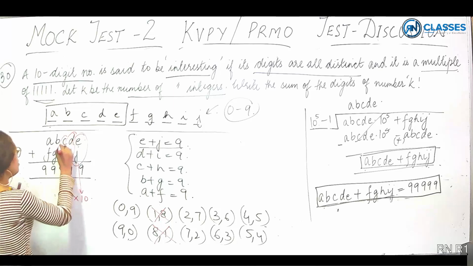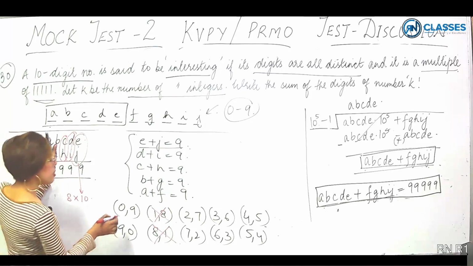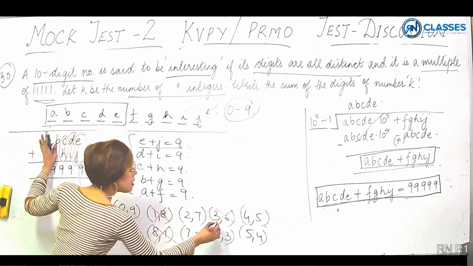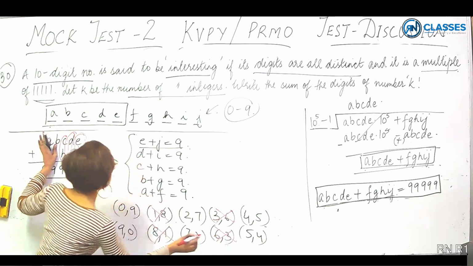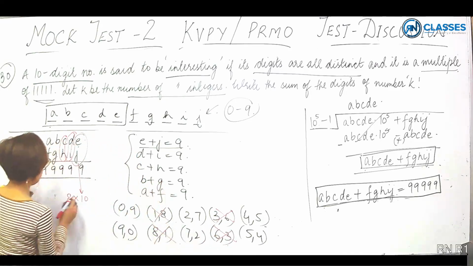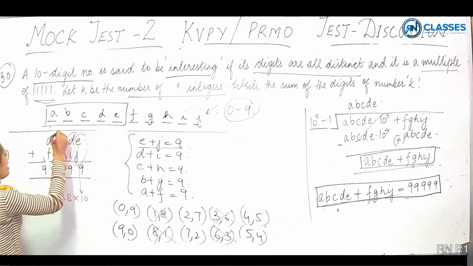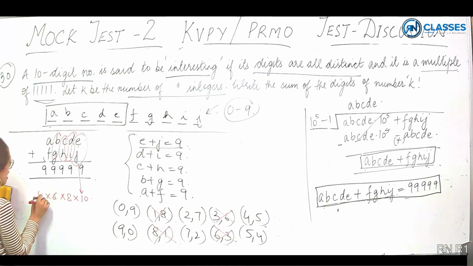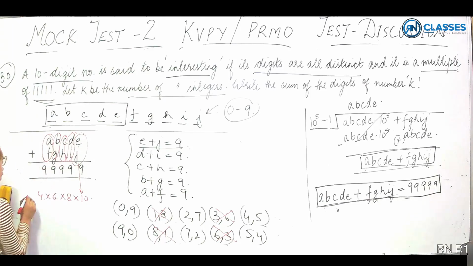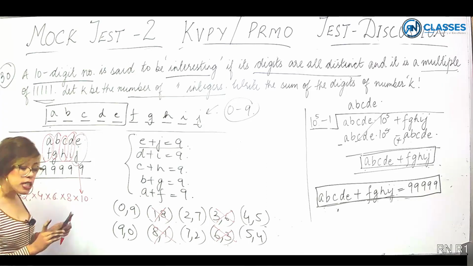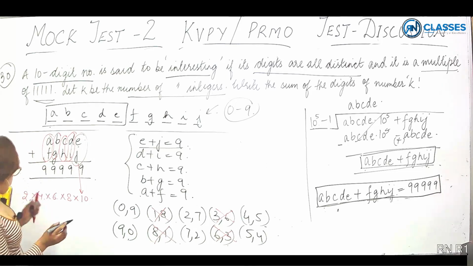Right? Now, let's talk about C and H. Suppose for D and I took 3 and 6. So, 6 and 3 already rejected. So, C and H will have 6 possibilities. Right? B and G will have 4 possibilities, and A and F will have 2 possibilities. Right? So, you can find that out.